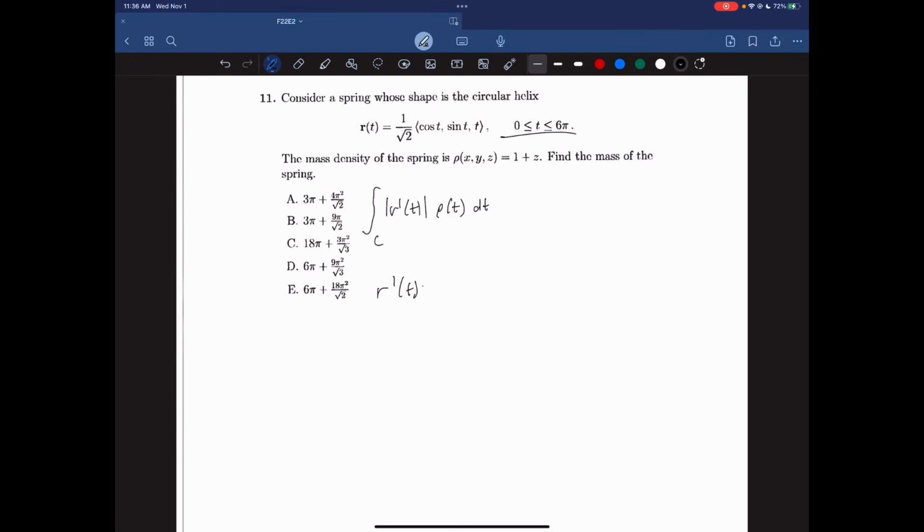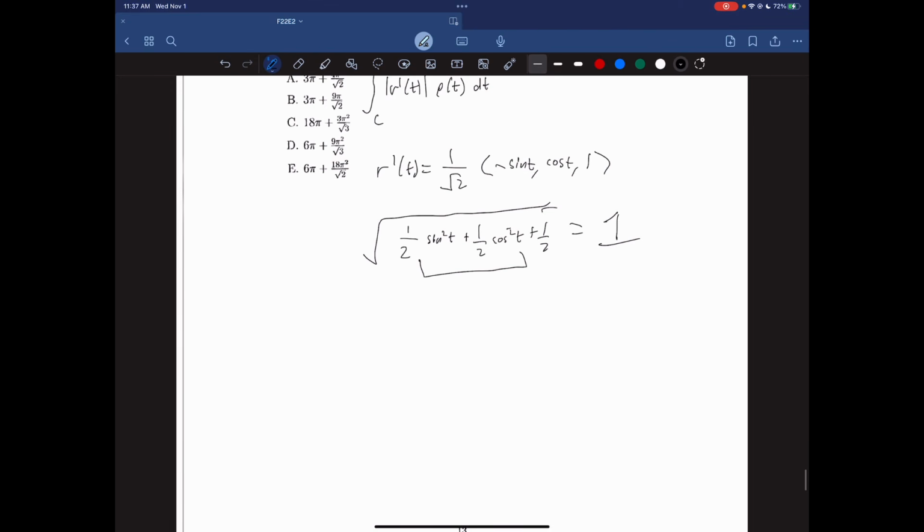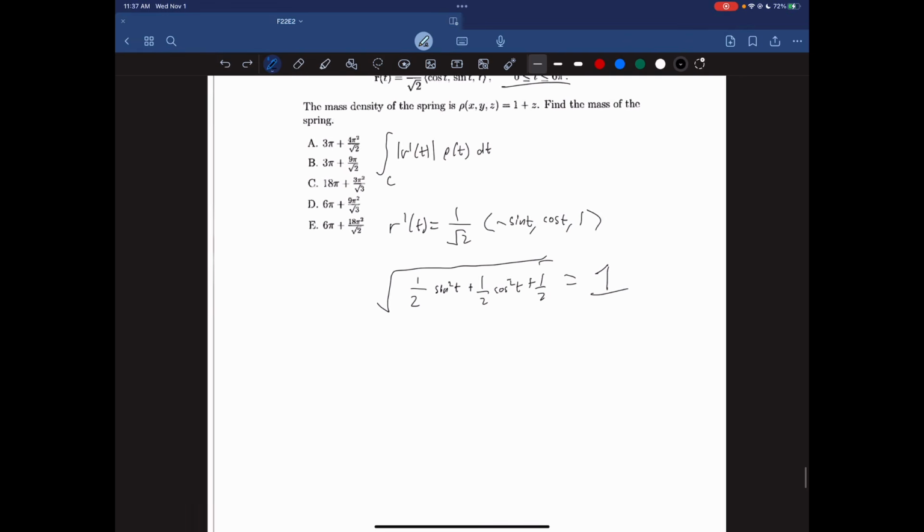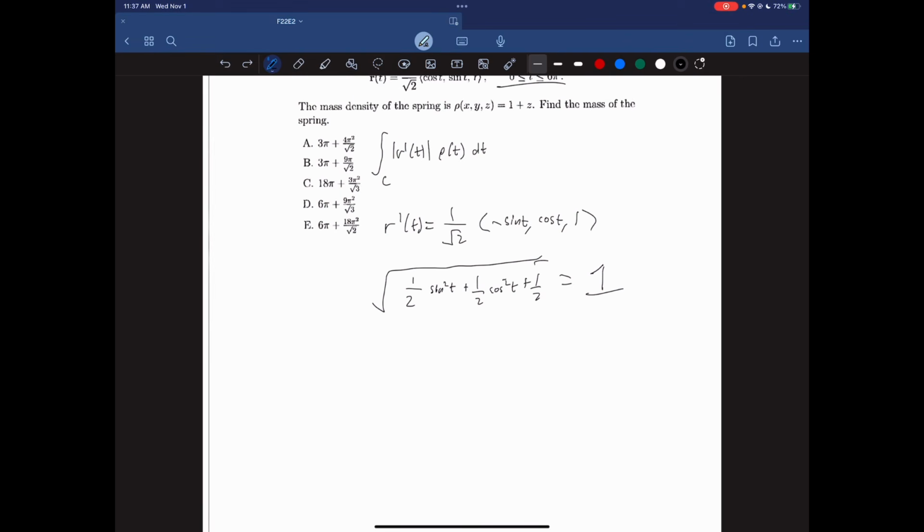So r prime of t equals 1 over root 2 times negative sine t, cos t, 1. And it looks like the magnitude of r prime of t is going to be 1, but just to confirm, we're going to get the square root of 1 over 2 sine squared t plus 1 over 2 cos squared t plus 1 over 2. And yes, it is indeed 1, which is honestly very nice. And that's just because sine squared t plus cos squared t equals 1, and factoring out 1/2, we get that. Very nice. So we don't even need to consider this at all, but I'll still write it out.